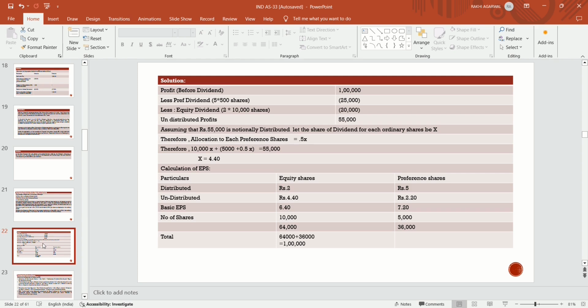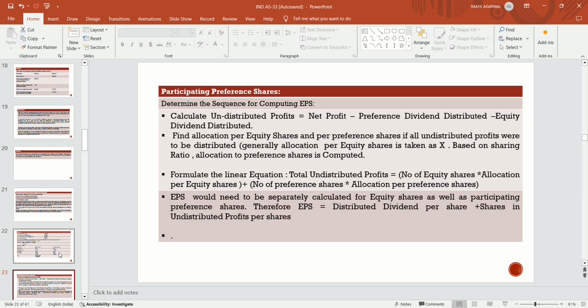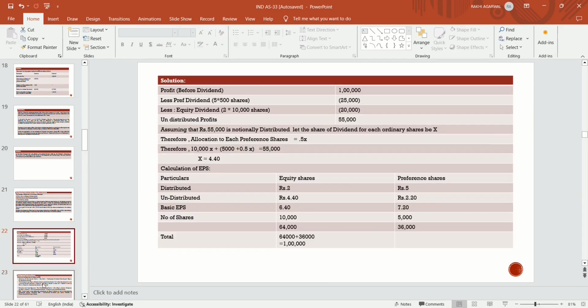Now if we equate the amount of dividend paid, the total becomes 1 lakh. So 64,000 plus 36,000 becomes 1 lakh. That 1 lakh is profit before dividend, which is to be distributed between the equity shareholders and preference shareholders. This is the concept of participating preference shares.